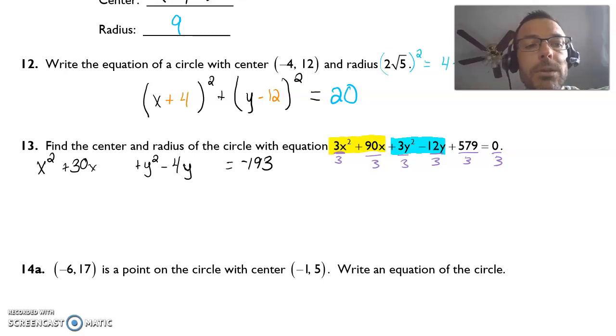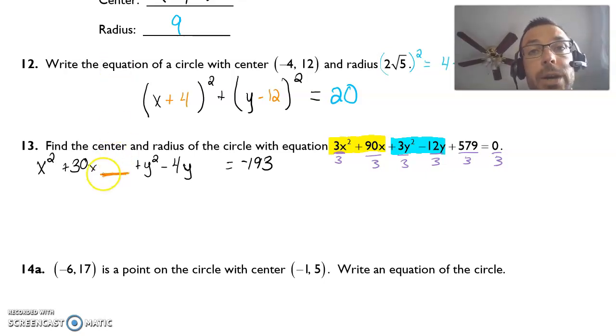Now, complete the square for x, complete the square for y. Remember, if I am completing the square for the x term here, whatever I add here, I must also add here. Same idea, if I complete the square for my y term here, whatever I add here, I must also add here. Take a couple of minutes and see if you can complete those two squares.